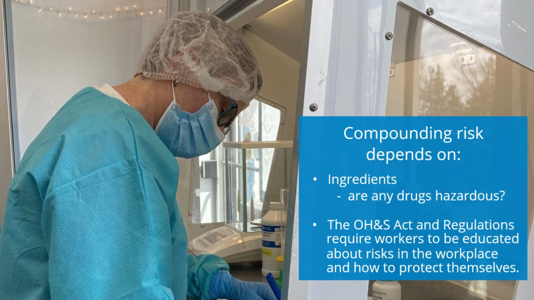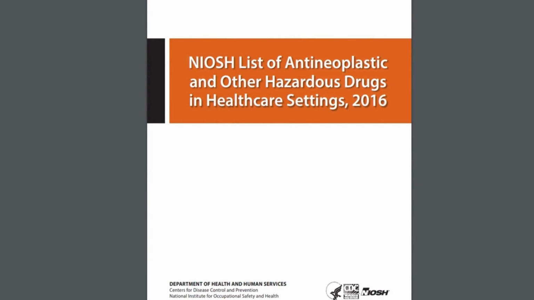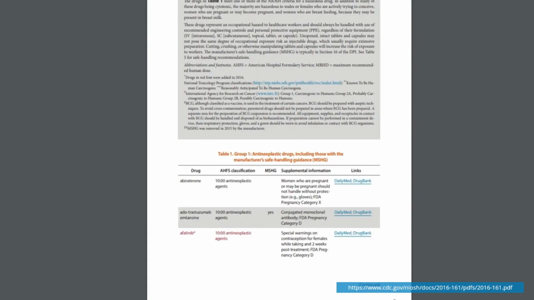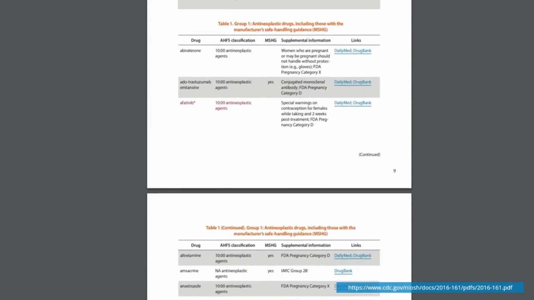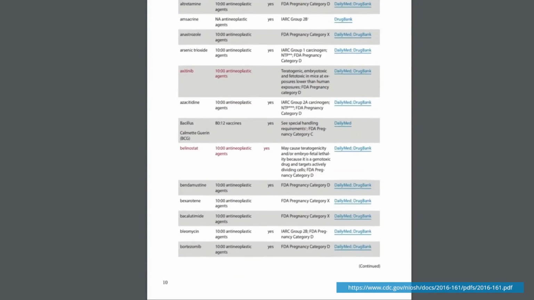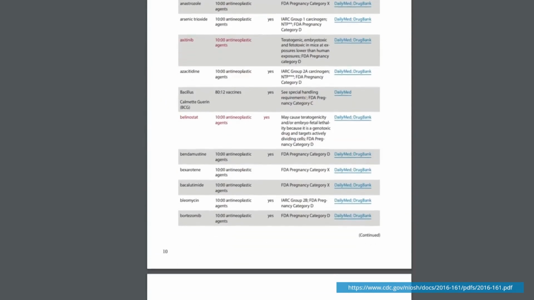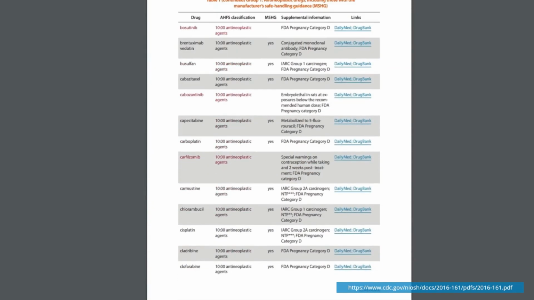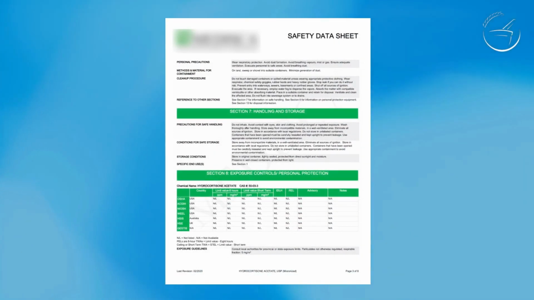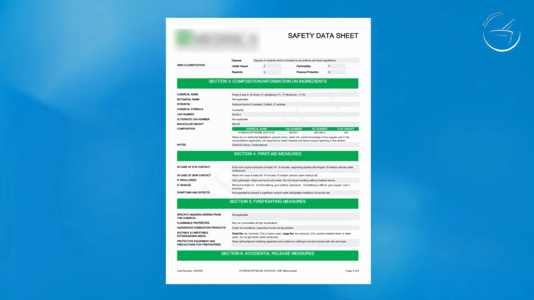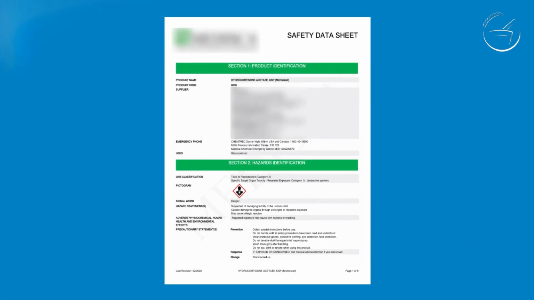A valuable reference for the compounding supervisor is to review the NIOSH list of hazardous drugs in healthcare settings, developed by the National Institute for Occupational Safety and Health. For the purpose of the NSCP standards of practice, hazardous drugs are those that appear on this list. The compounding supervisor may also consider reviewing safety data sheets or product monographs to determine potential hazards.